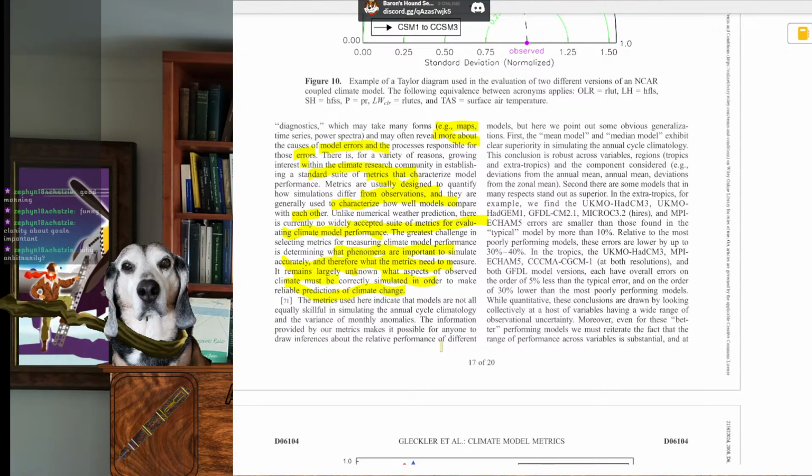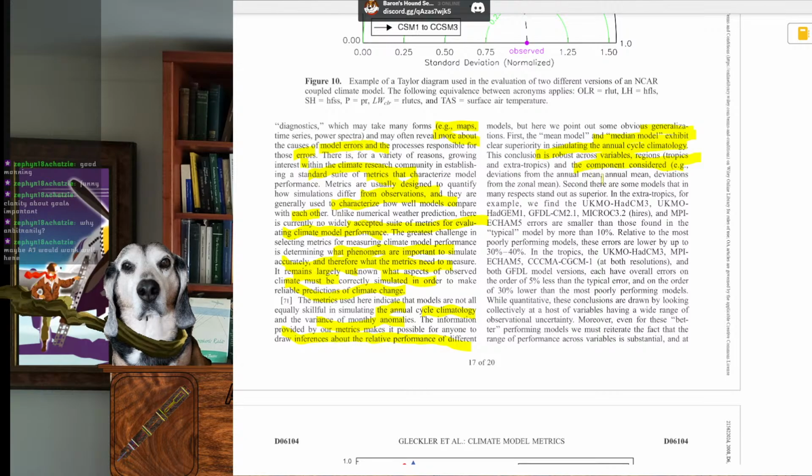All right. The metrics used here indicate that models are not all equally skillful at simulating annual cycle climatology and the variance of monthly anomalies. The information provided by our metrics makes it possible for anyone to draw inferences about the relative performance of different models. But here we point out some obvious generalizations. First, the, quote, mean model and median model exhibit clear superiority in simulating the annual cycles of climatology. This conclusion is robust across variables, regions, and components considered.